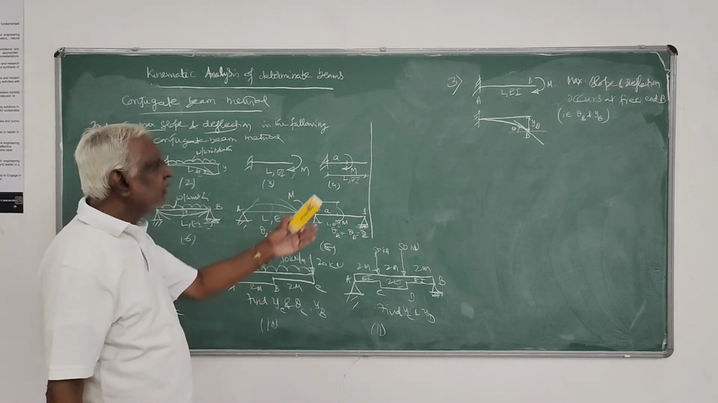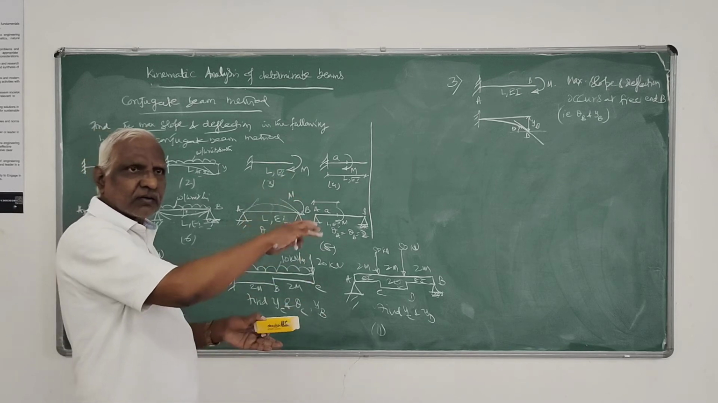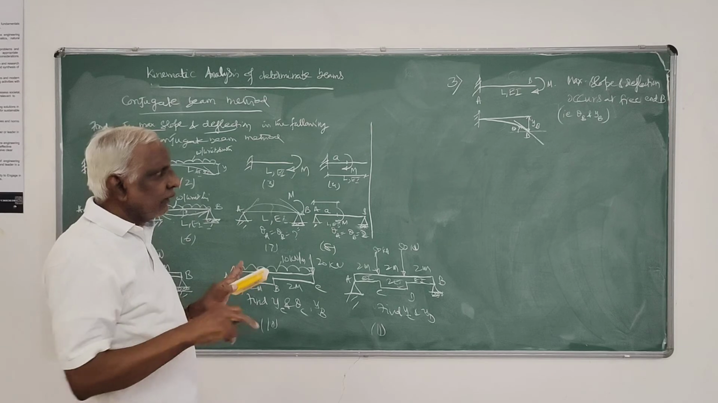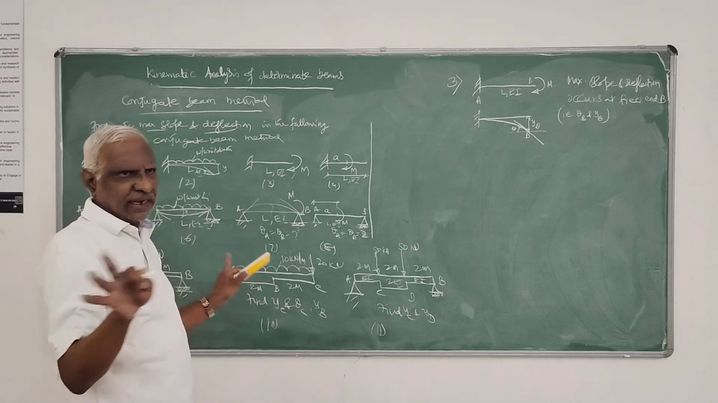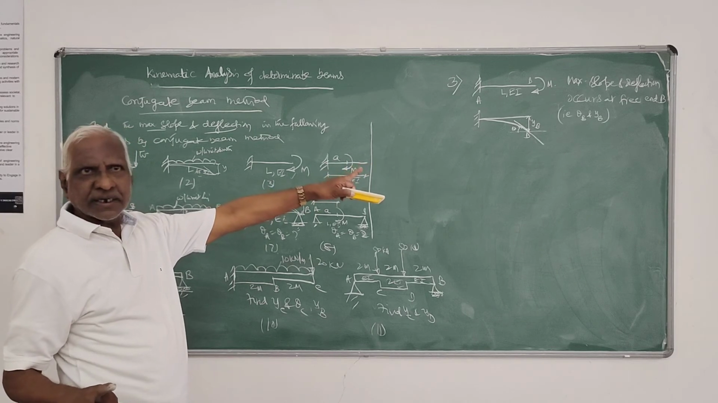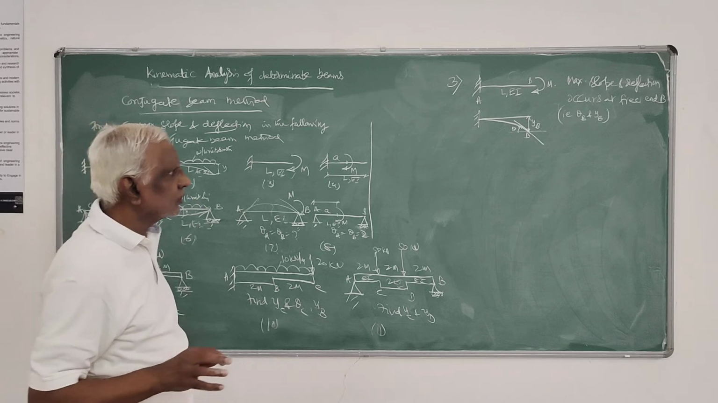YB is always down, theta B, because the moment is clockwise. If it is anti-clockwise, it will deflect in the upward direction. That's all the change. But you indicate it. Don't bother about sign. Right? Just sketch this and indicate where that slope and deflection are occurring. That direction will be shown.